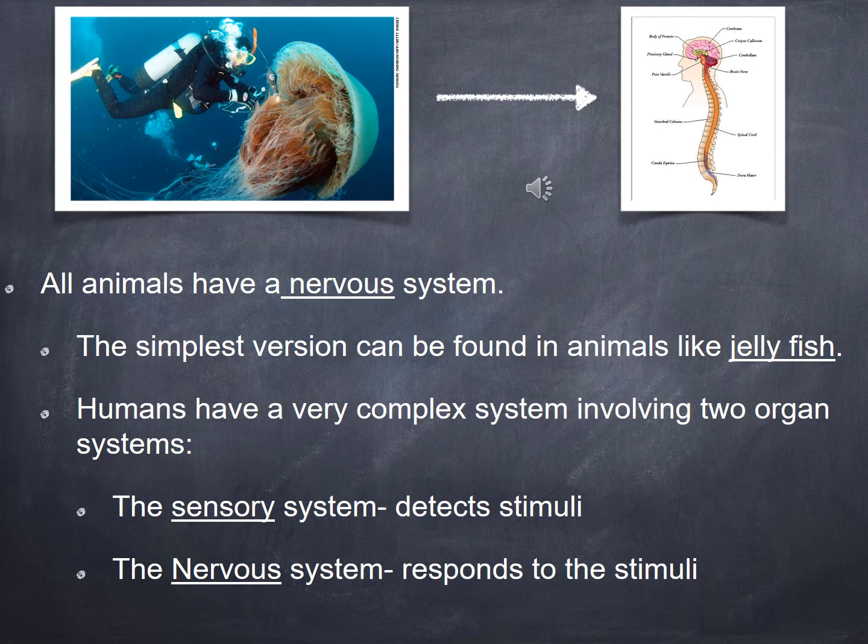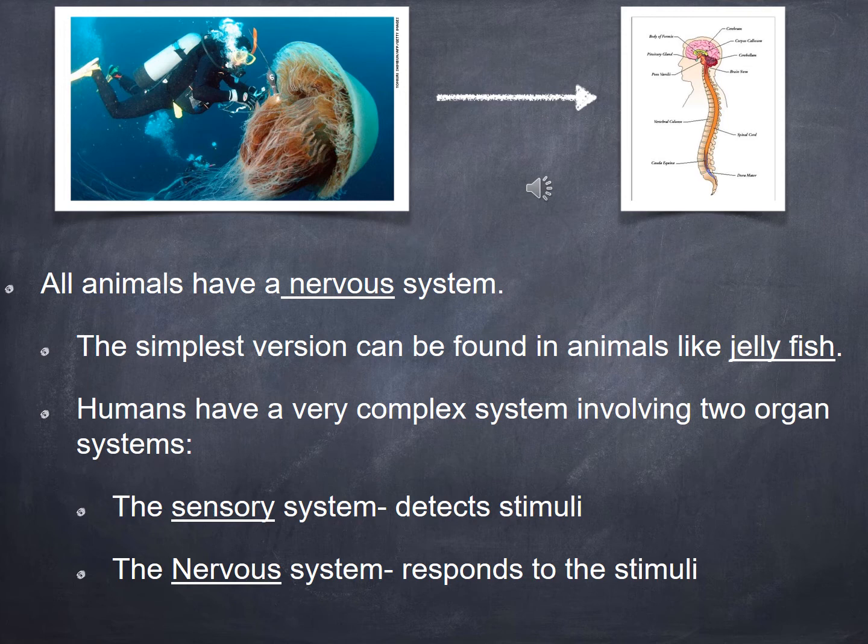Now that we have some basics down about sensitivity and our ability to detect and respond to stimuli, we can start thinking a little bit about what we physically have in our bodies that allow us to do that. All animals have a nervous system. Nervous systems can be incredibly simple all the way up to incredibly complex.